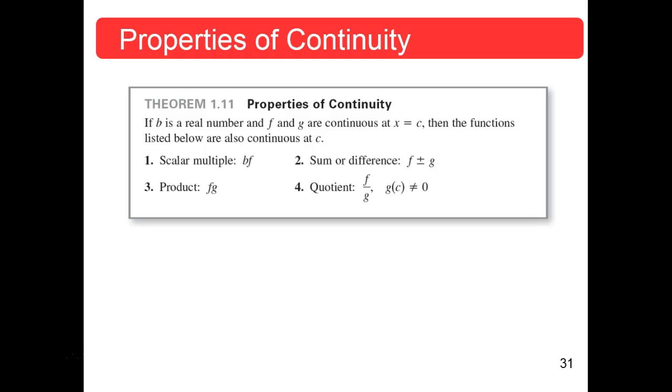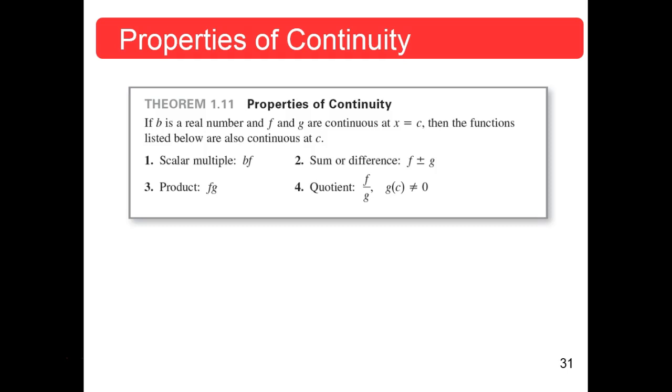Scalar multiple: if F and G are continuous at C, then the scalar multiple, B times F, where B is any real number, is also continuous at C. So you can multiply it by a huge number, a tiny number, a negative number, an irrational number, any kind of number, and the function will still be continuous at C. The sum or the difference of those two functions will still be continuous.